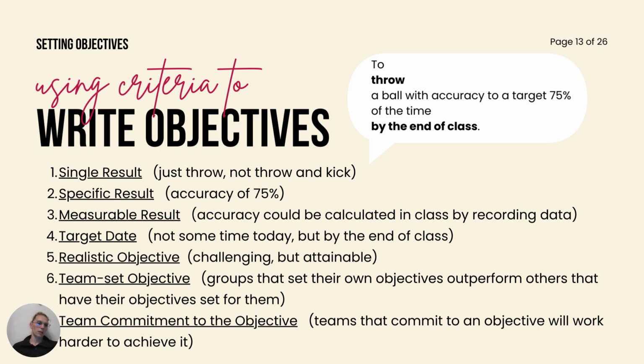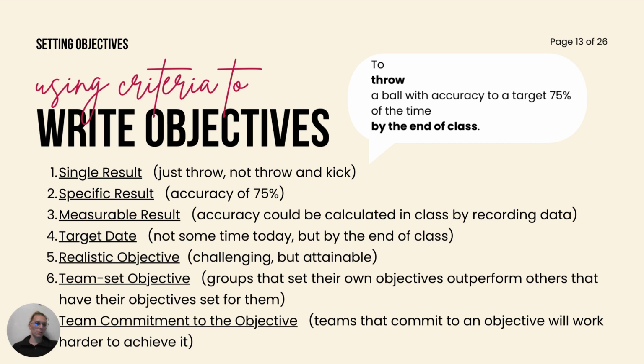That was kind of our example objective. It needs to be, so here's the criteria. Number 1, single result, just a throw, not a throw and a kick. We're not throwing and kicking 75% of the time to the target, just throwing. Specific result, accuracy of 75%. Measurable result, accuracy could be calculated in class by recording data. Target date, not sometime today, but rather at the end of class. Realistic objective, number 5. Challenging but attainable. Notice I didn't say 99% of the time.